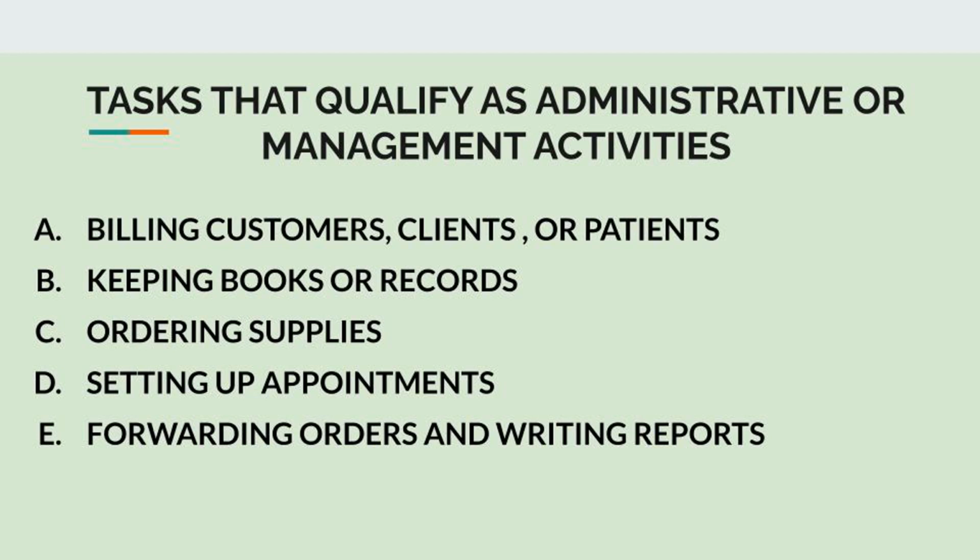Now, speaking of the administrative or management aspect of the business, these are a few examples that fulfill that aspect: billing customers, clients, or patients, keeping books of record, ordering supplies, setting up appointments, forwarding orders, and writing reports. These are some examples that are considered administrative or management activities.